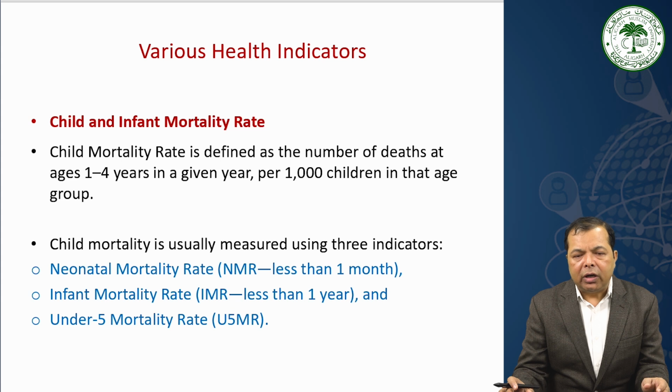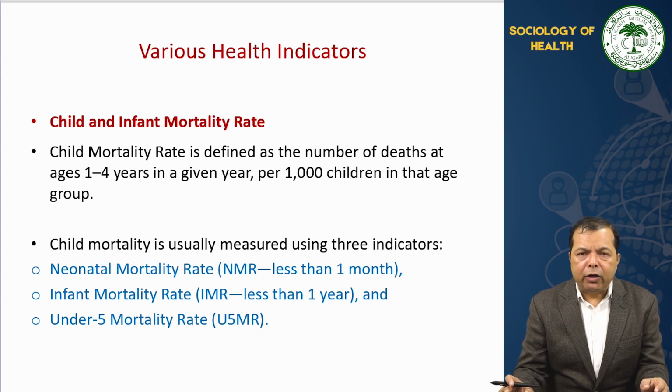We have this neonatal mortality rate. Neonatal refers to the child before reaching the age of 1 month, that is less than 1 month. And then infant mortality rate, and here infant refers to the child before reaching the age of complete 1 year, and so it is referred to as less than 1 year. And then under 5 mortality rate. This infant mortality rate, neonatal mortality rate, and under 5 mortality rate are very important indicators.